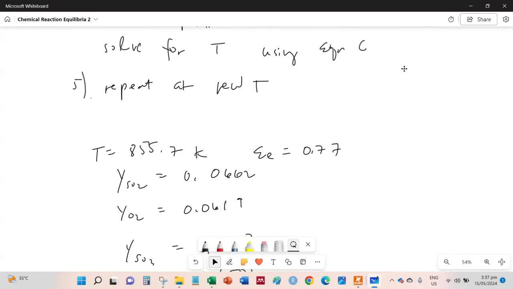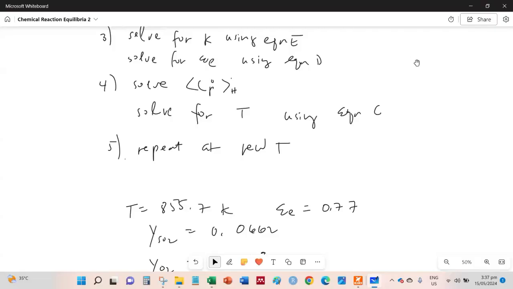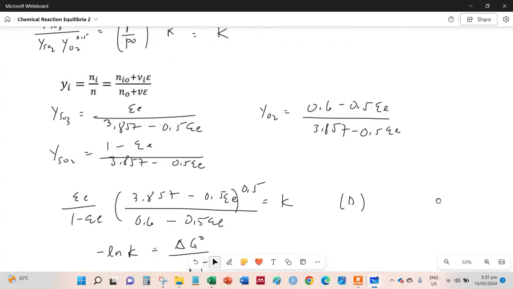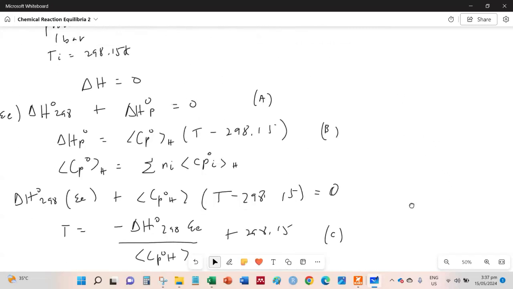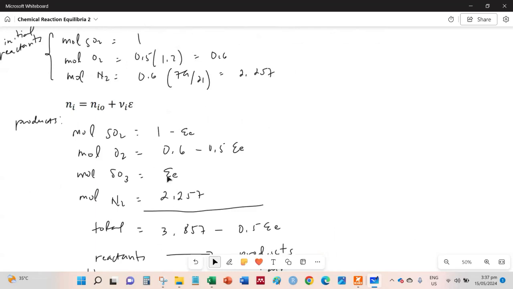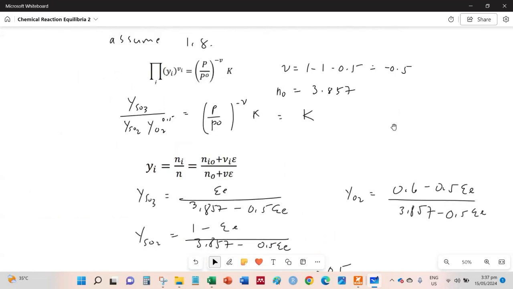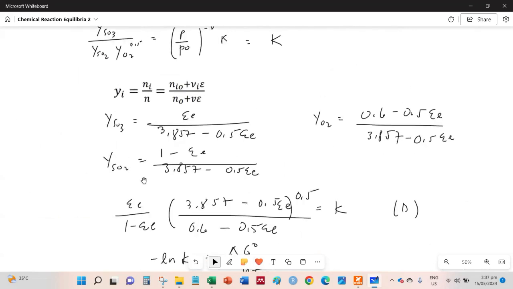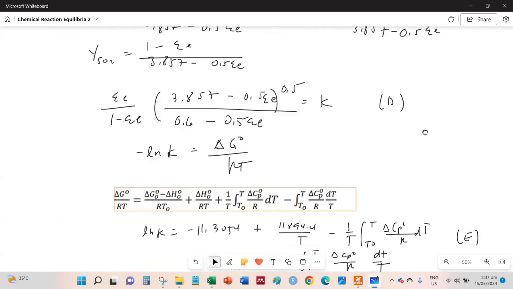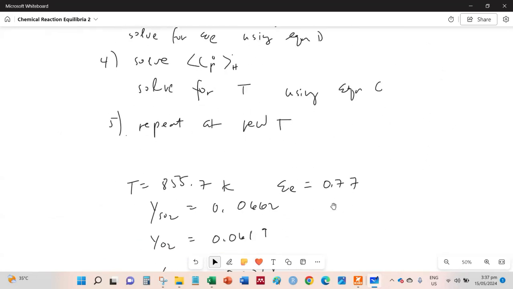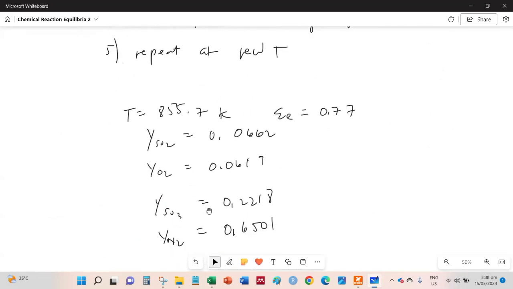So let me just wait for the whiteboard. This one, you have to use this. No, not that. This one. Okay, you have to use this one to solve for the values of y. So solve for that one.